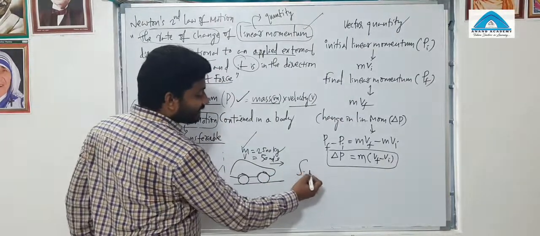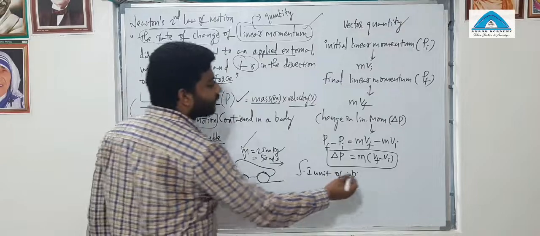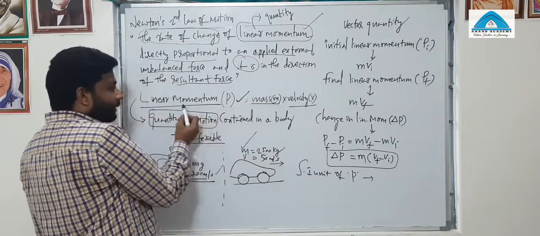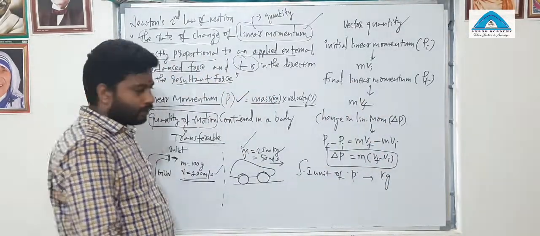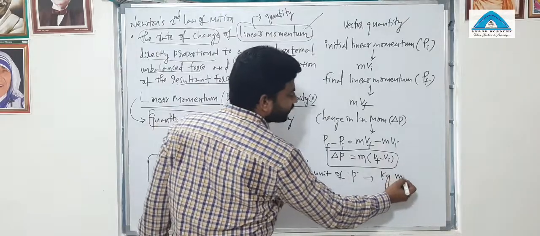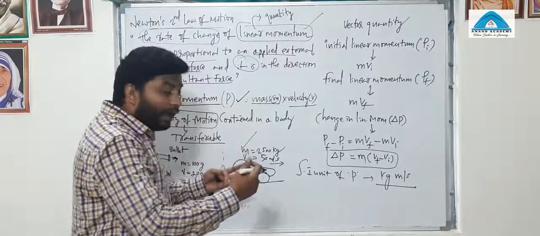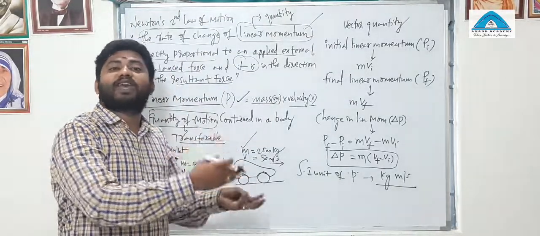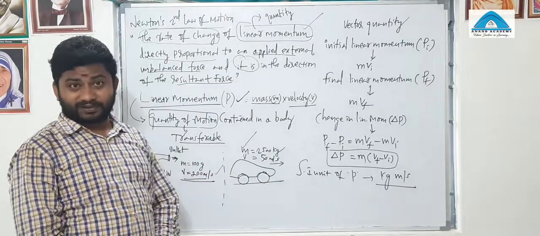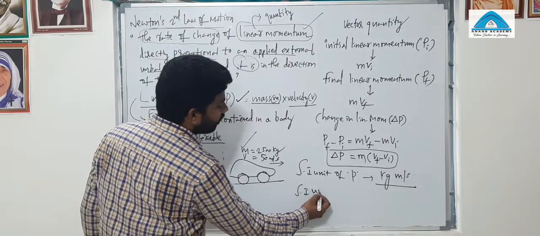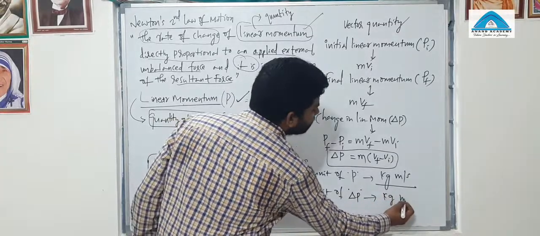What is the SI unit of linear momentum? Linear momentum is mass into velocity. Mass is measured in kilograms and velocity in meters per second. You see here, kg meter per second is the SI unit of linear momentum. So when the SI unit of linear momentum is kg meter per second, the SI unit of change in linear momentum will also be kg meter per second.